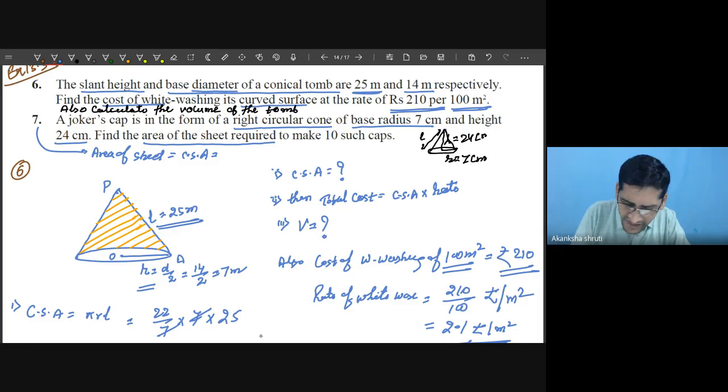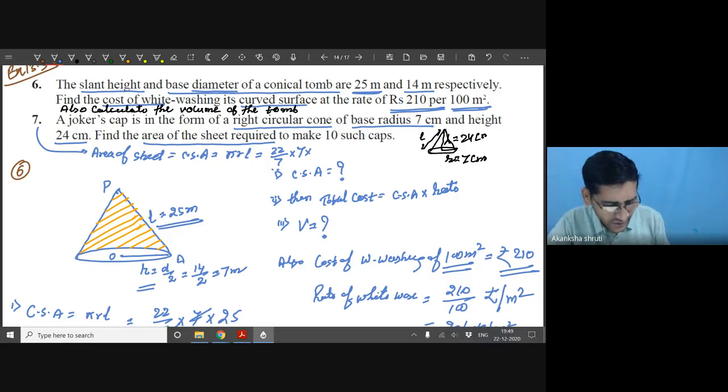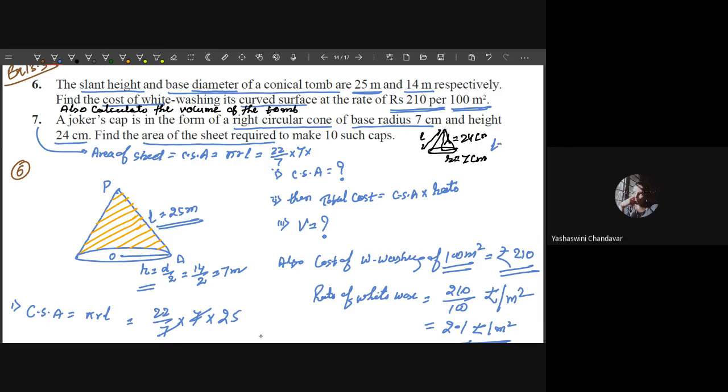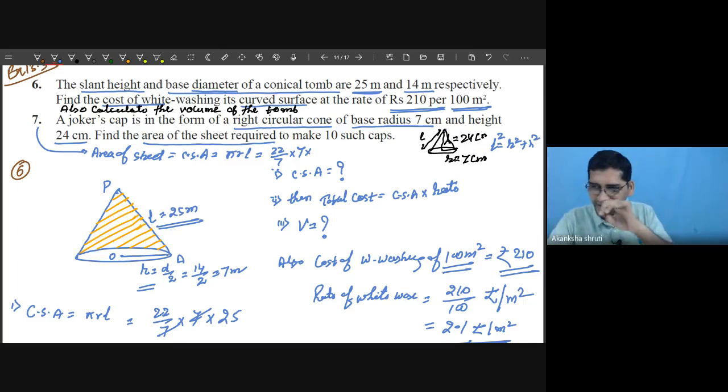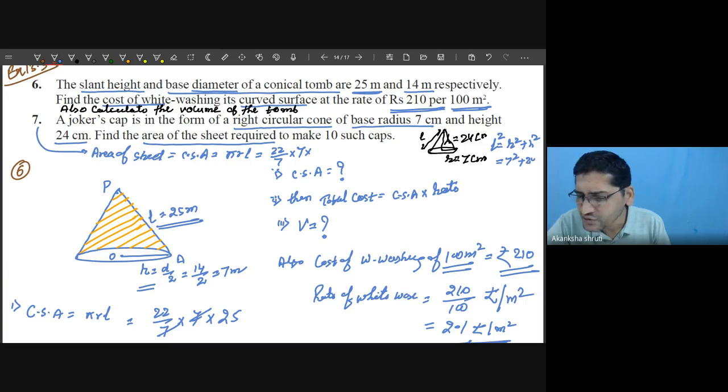It is obtained by pi r into l. So 22 by 7 into r, which is already 7. Now l we need to calculate. How to calculate this? l square is equal to r square plus h square, so l is the root of r square plus h square. Here l is equal to root of 7 square plus 24 square. Student, we have obtained this as 25 square, meaning 625. So l is the root of 625, so it is 25 centimeter.